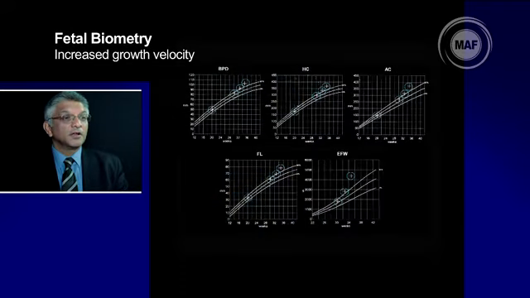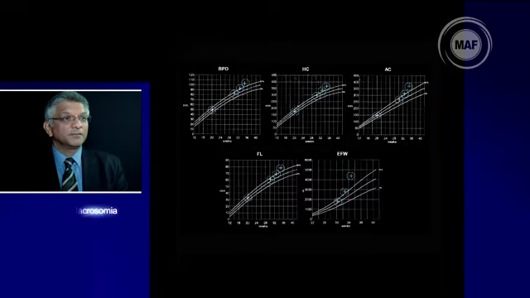This growth curve shows you an increase in the growth velocity, overall increase in the head circumference, the abdominal circumference, the biparietal diameter, the femur length, and the estimated fetal weight.